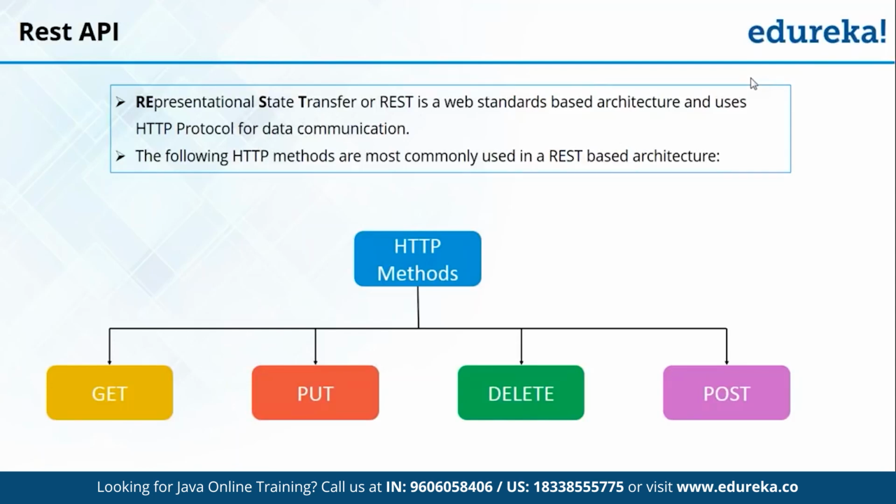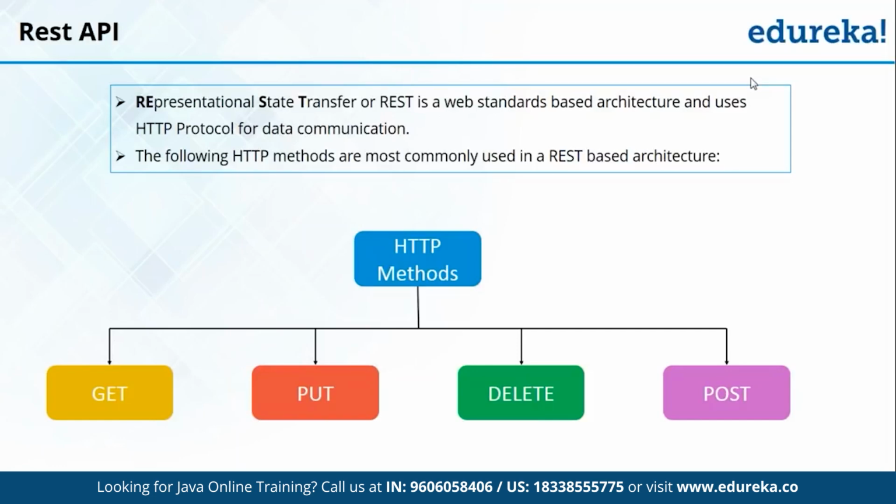Now coming down to the 4 major methods that you'll be using as part of your REST application, the first is GET. What GET does is that it takes a read-only access to the resource. That is, whatever resource is coming from the user, it basically reads it. Then comes your PUT.